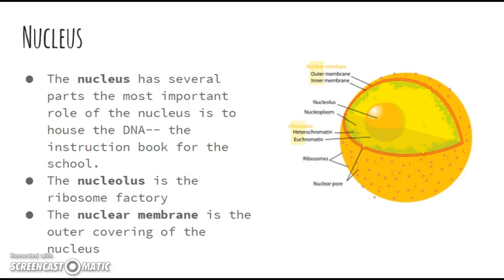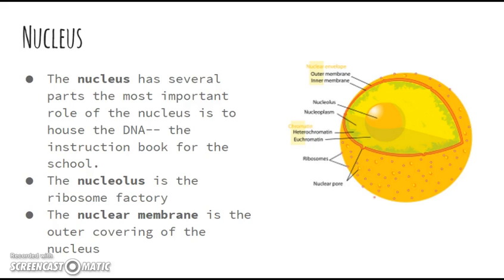So let's go through them. The first one is the nucleus. The nucleus has several parts. The most important role of the nucleus is to house the DNA. It's like the instruction book for the school, or more importantly, the cell.